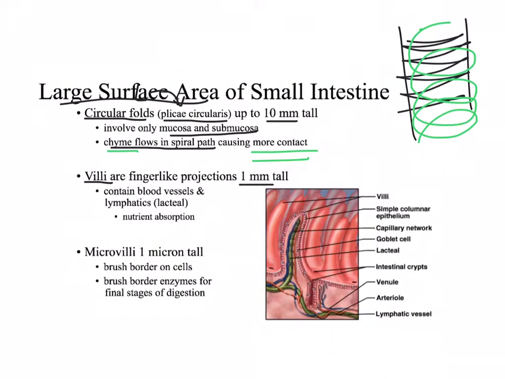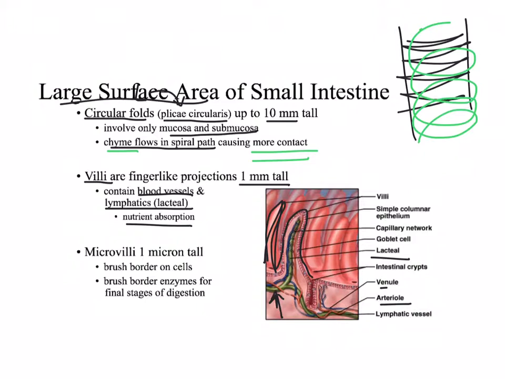Okay, now the circular folds on the small intestines also have villi. These are about a millimeter tall. So here's the villi. They have blood vessels, and then they also have lymph vessels that are called lacteals. These are going to be where absorption takes place. So you can kind of see here, here's the villi. And then here the green is the lymph, the lacteal, and the blood, you can see arterioles and venules in there.